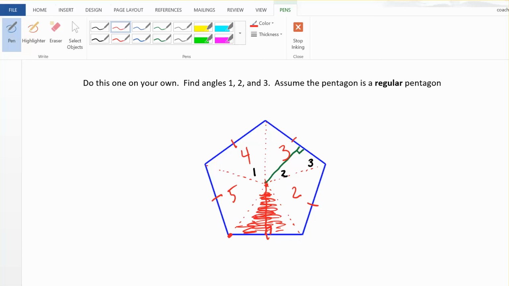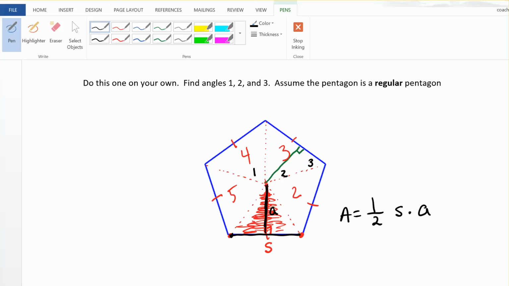The length from here to here, we're going to call it S for the length of the side, because all the sides are equal. We'll call this length here A, since it's the apothem. So the area of this one triangle is 1/2 times the base, which is this segment, times the height, which in this triangle is the apothem. So it's 1/2 times S times A. Okay, so that's the area of one of the triangles.